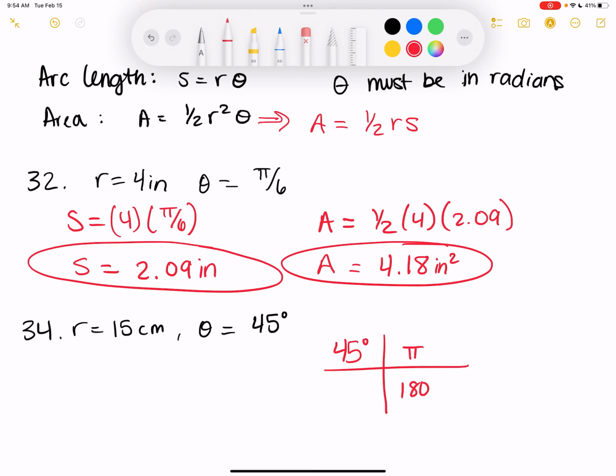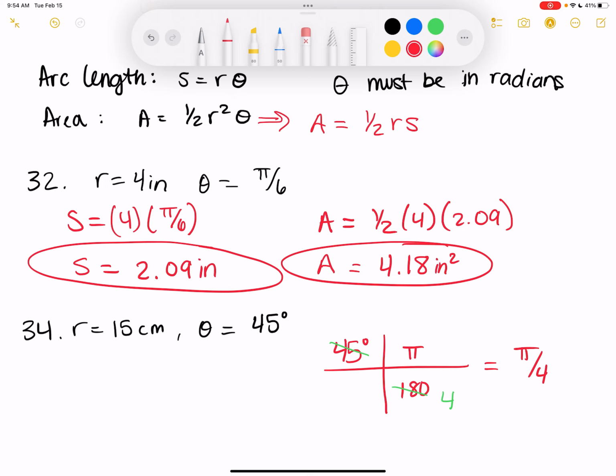45 goes into 180 how many times? 4. 45 and 45 is 90. 90 times 2 is 180. That makes sense. And if you also know your unit circle, you would know that it's going to give you pi over 4.